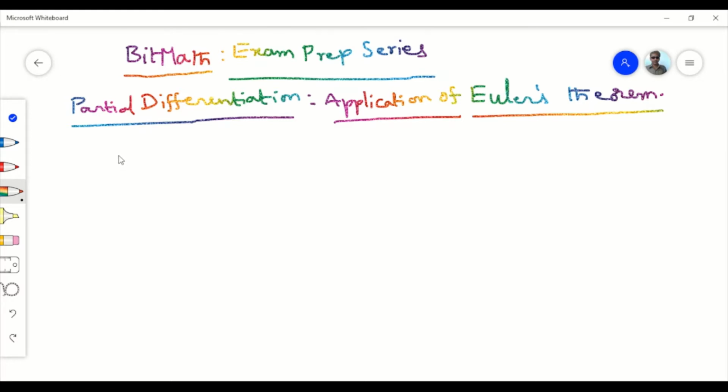In the previous class, we learned Euler's theorem and how to verify Euler's theorem. In this class, we are going to learn applications of Euler's theorem. So how to apply Euler's theorem, and when the application of Euler's theorem is valid. These things we are going to discuss in this class. So let us start with a problem.